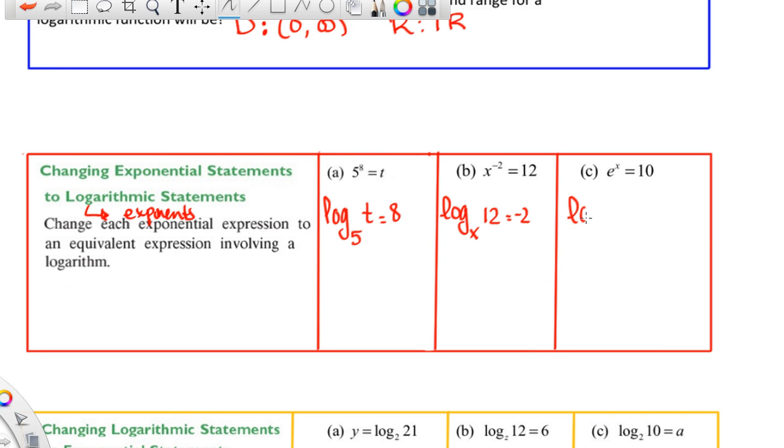And here we would say the log base e of 10 is equal to x. We'll talk about e in a little bit. I think I'm going to save that for another lecture. But e is called the natural base, and we might do an activity for that, or I might just show it to you, where it comes from, and save that activity for pre-calc. But the natural base is what we denote with e.